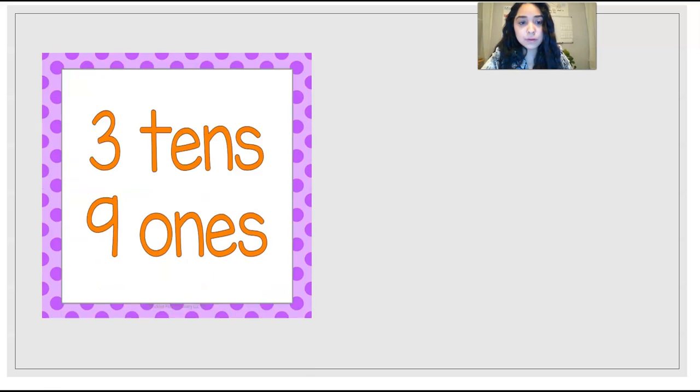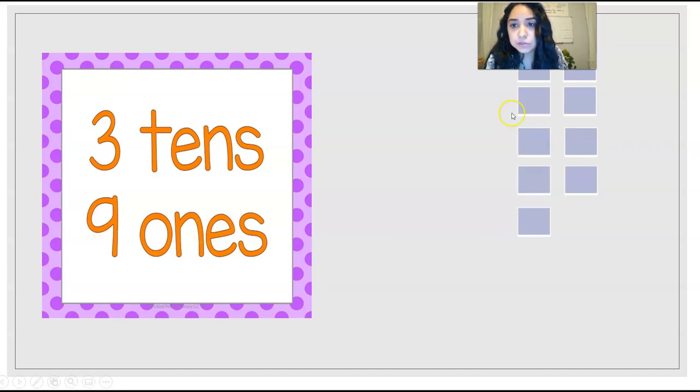One other thing that we learned is that we can have numbers represented with words. So for example, right here, I have 3 tens and 9 ones. If I wanted to figure out what number this was making, I would first start by drawing my 9 ones. I always start with the ones place. So right here, I have 9 ones. 1, 2, 3, 4, 5, 6, 7, 8, 9. And then I can start by drawing out my 3 tens. Remember in the beginning of the video, my 3 tens are those long poles. There you go.